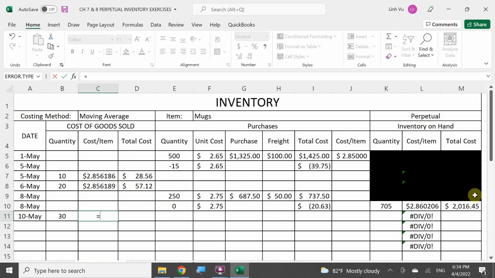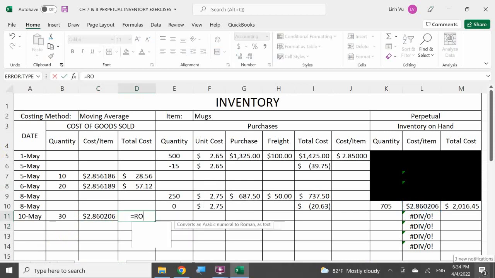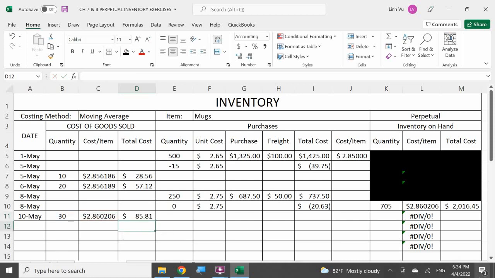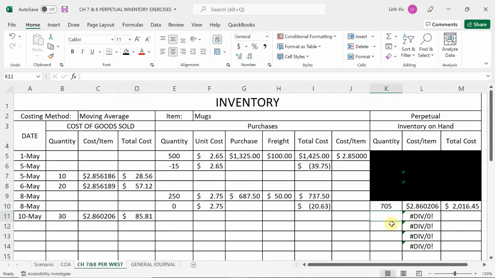My current cost per item right now is $2.860206, after adjusting my inventory. This is my new cost per item. So I need to figure out how much it's going to cost me if I sold 30 units, 30 mugs at $2.860206, which is going to cost me a grand total of $85.81.